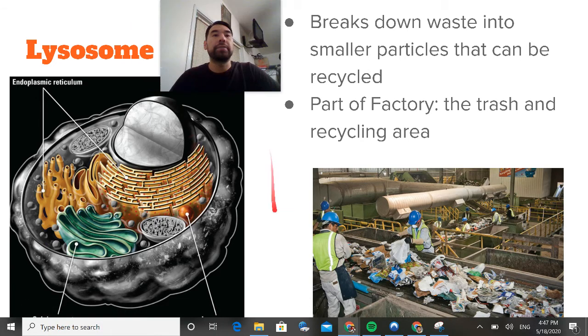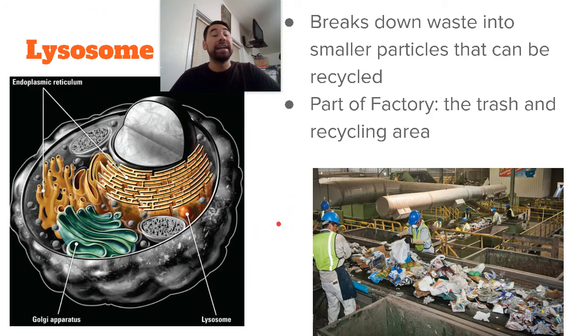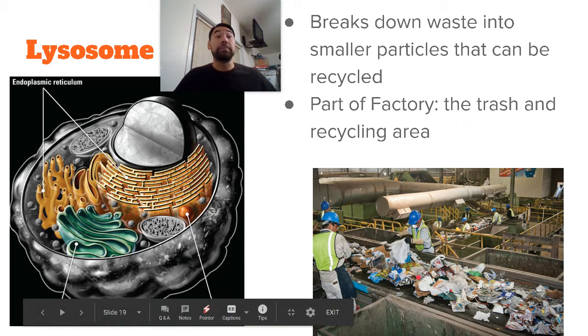One last thing in a factory, there's going to be some garbage. And if there's garbage, there's got to be a way to get rid of it or to recycle it. And that is the job of something called a lysosome. Now, the lysosome is this orange little ball looking thing here. What it does is it breaks down waste. So they'll put waste in here and it will use some chemicals to break it down into smaller particles. And it can either get rid of it or it can recycle. So we would say that this is the trash and recycling area in a factory. These workers are going to pick out what can be used by the cell, or they're going to dispose of what can't be used.